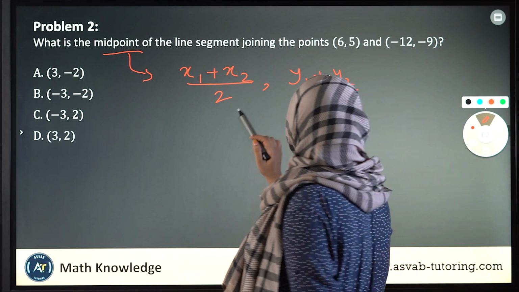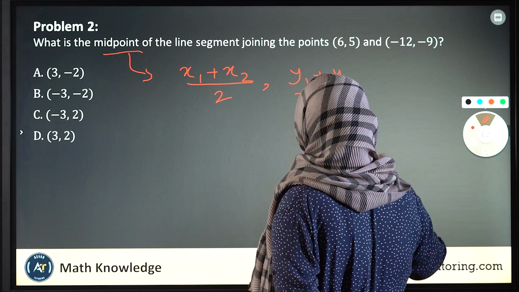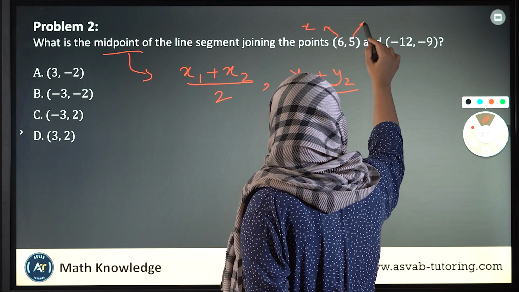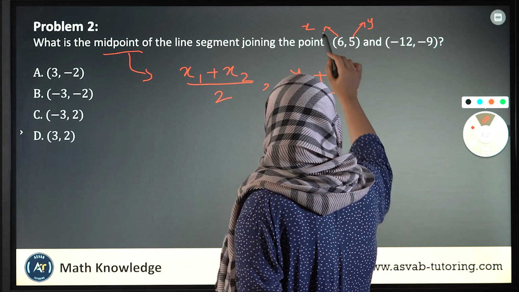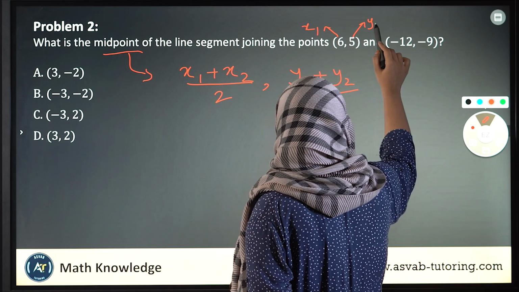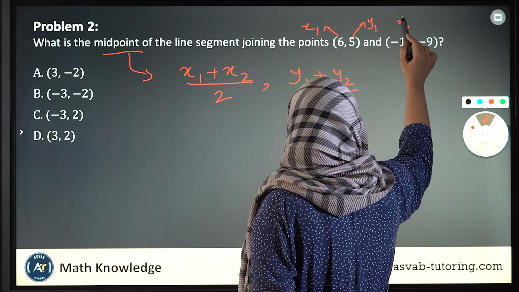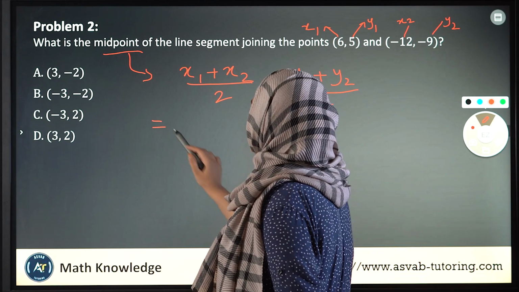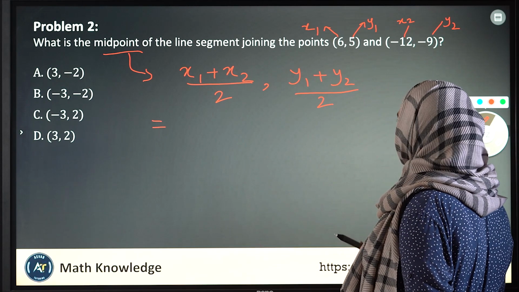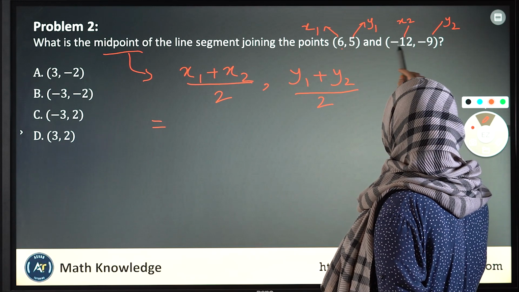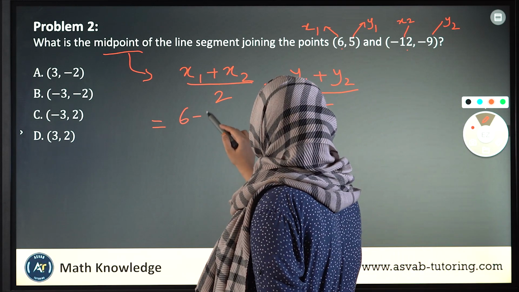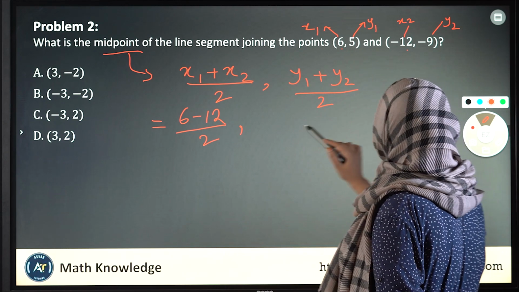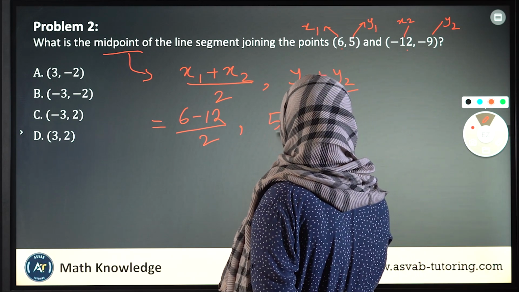First of all, we have 2 different coordinates here. The first coordinate is always x, and the next one is always y. But because we have 2 sets of coordinates, let's name this x1 and y1, and let's name this x2 and y2. In that regard, we can put all of these into the formula, which means that it's going to be 6 minus 12 over 2, comma, 5 minus 9 over 2 again.